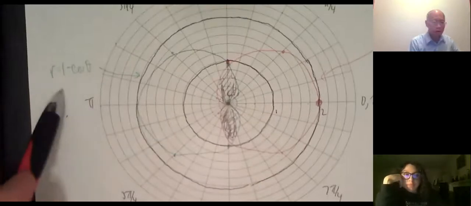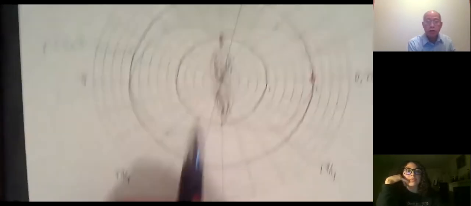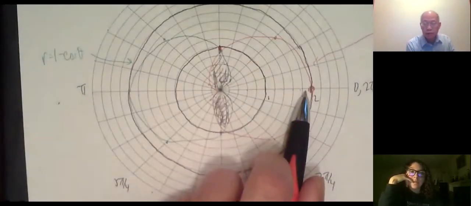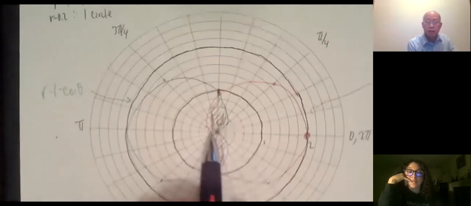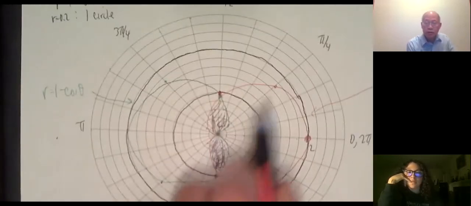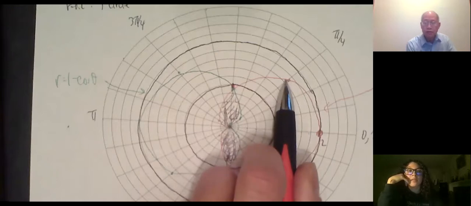So I'm ready to plot it. Okay, the green one is supposed to be 1 minus cosine theta. The red one is 1 plus cosine theta. Try to show those. So 1 plus cosine theta. Theta is 0, r is 2. There. Pi over 4, 1.7. Each one of these is 0.2.